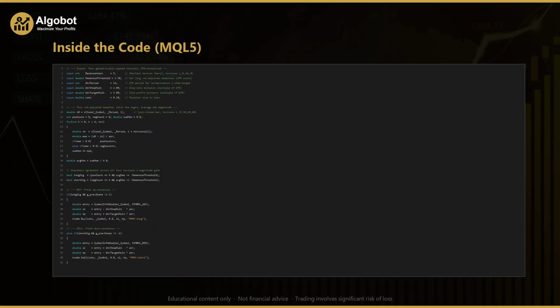The state check before each is what enforces that fresh transition rule we discussed. Clean, symmetric, and fully volatility scaled.